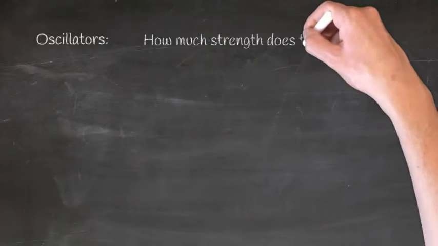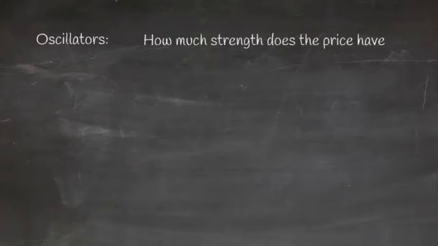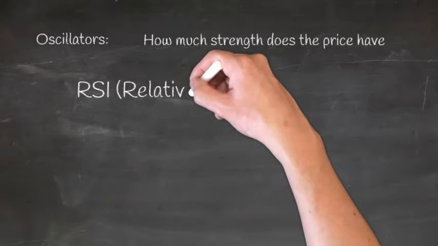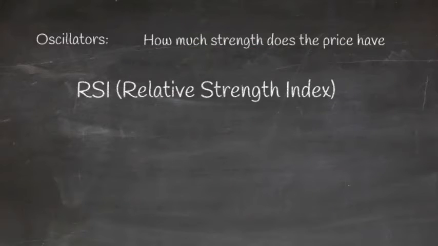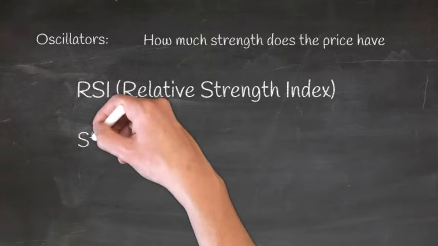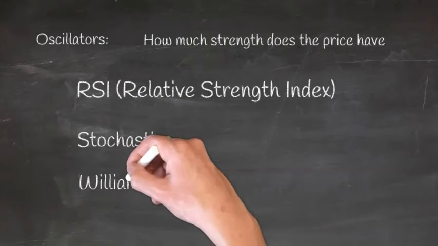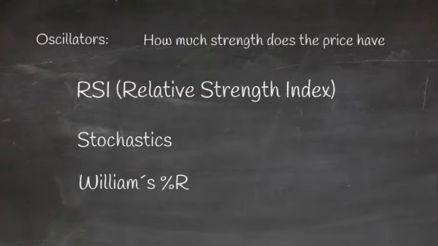Next, we're going to be taking a look at oscillators. What these indicators measure is how much strength the price has. And there's a number of them. There's the RSI, Relative Strength Index, which is super popular, the stochastics, Williams R. But in essence, they all work the same. So once you learn how to read one or how to use one, you're going to be comfortable with all of them.